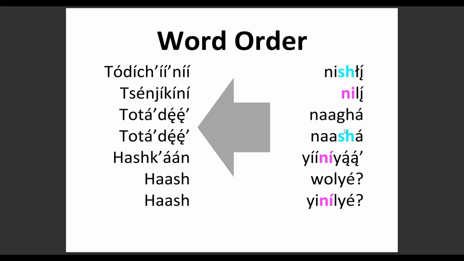So those are common sentences in Navajo that a native speaker will understand. And once again, this does not contain a postposition. And the arrow is pointing to the object.